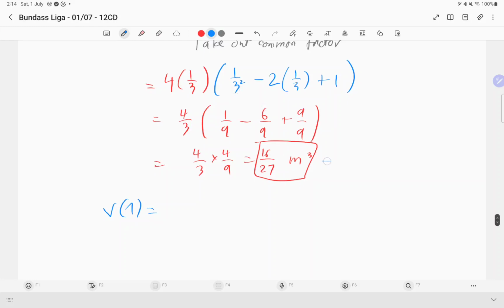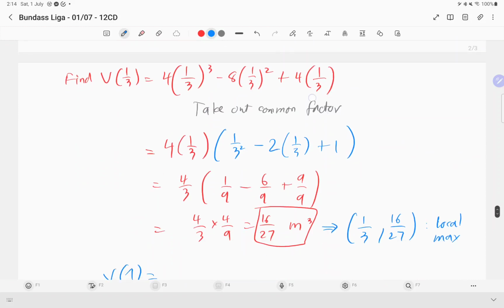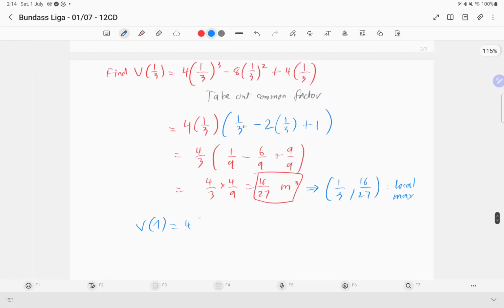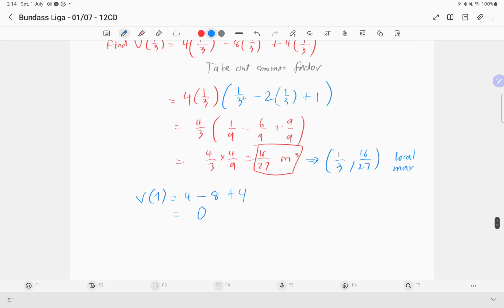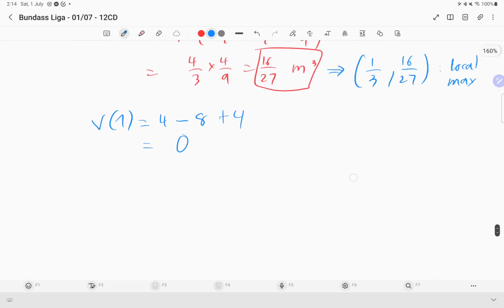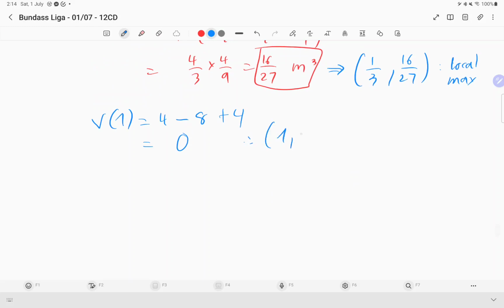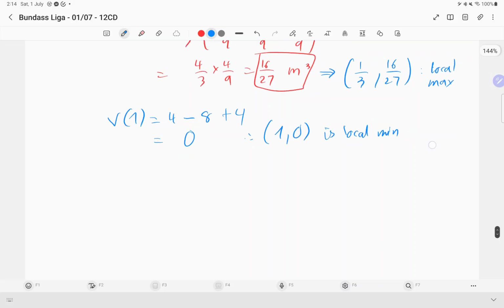Based on this, what we can say so far is that at x equals 1/3, the volume is 16/27, which is a local maximum. And then let's find the volume at 1. That would be 4 times 1 cubed, which is 4, minus 8 times 1 plus 4, which is 0. So the volume is 0 when x equals 1. All right, let's see how we sketch this. We know that this is the local minimum. Therefore, (1, 0) is the local minimum. So 1/3 and 1.